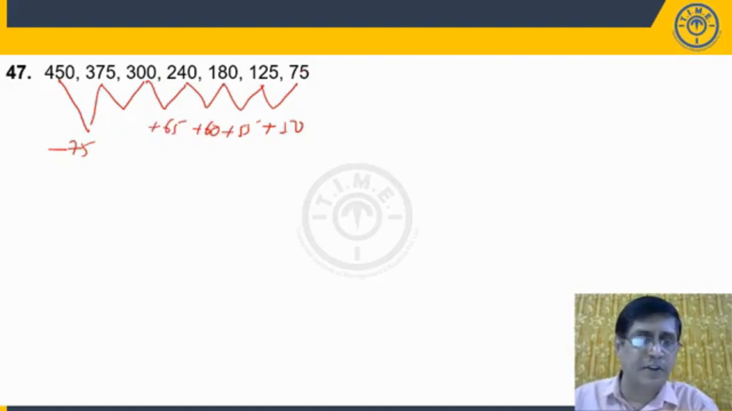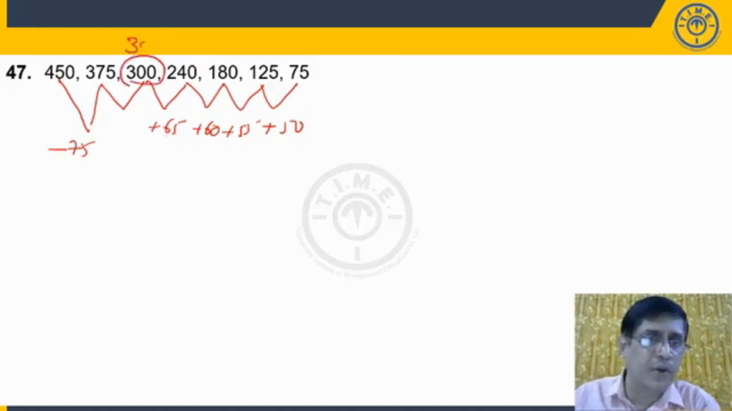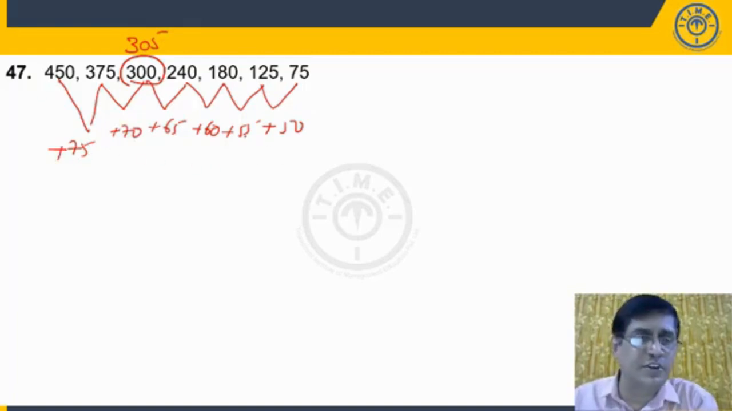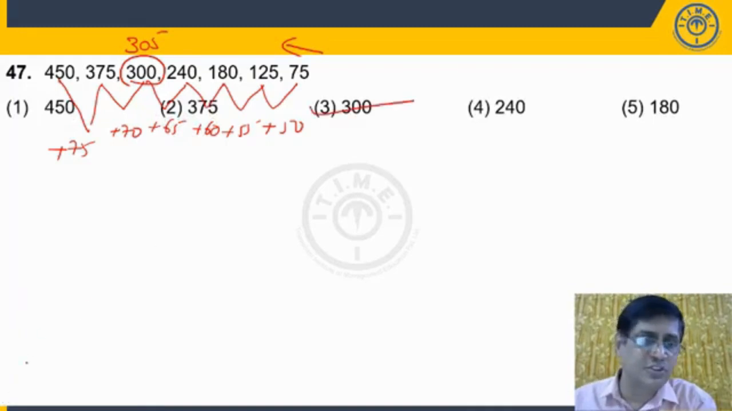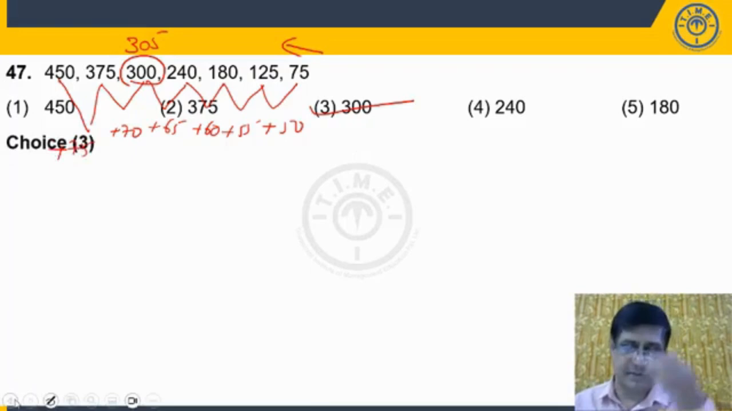So 75 plus 50, that is 125, 125 plus 55, 180, 180 plus 60, that is 240, 240 plus 65, that is 305. So here 305 and 375, the difference is 70 and here 75. If you observe from back to front, the values are increased by 50, 55, 60, 65, 70, 75. So the right choice, 305, means choice 3. The third answer is the right answer.